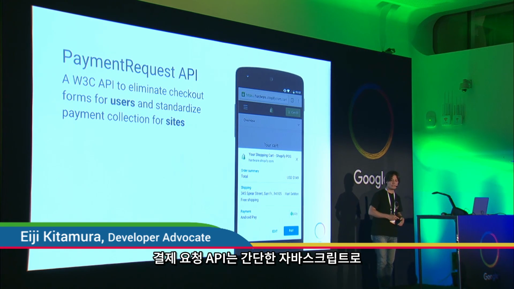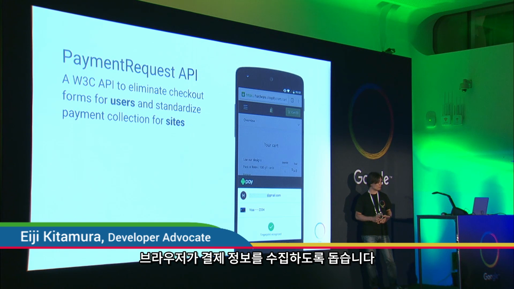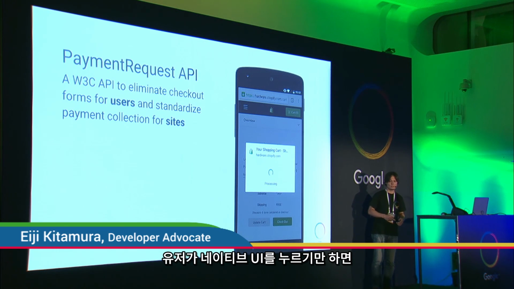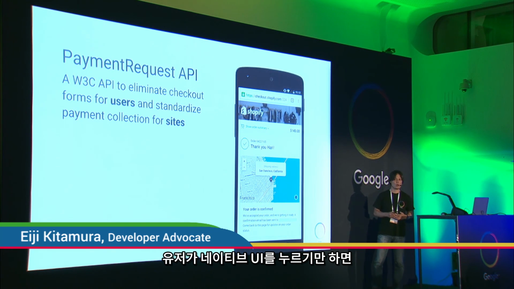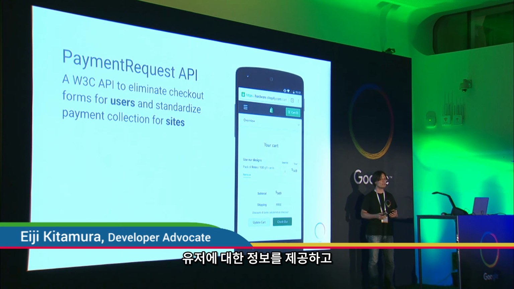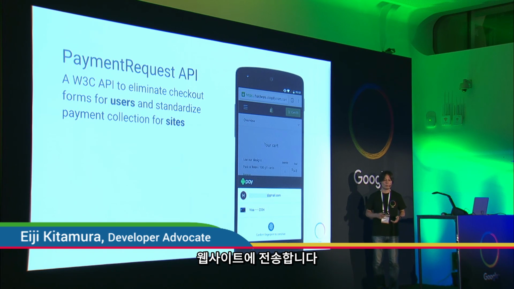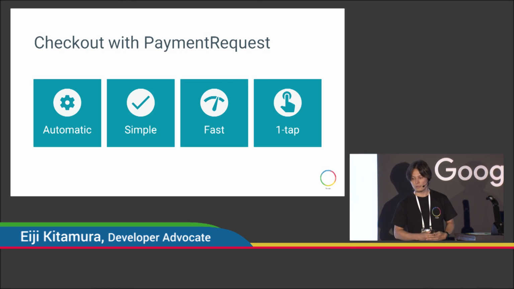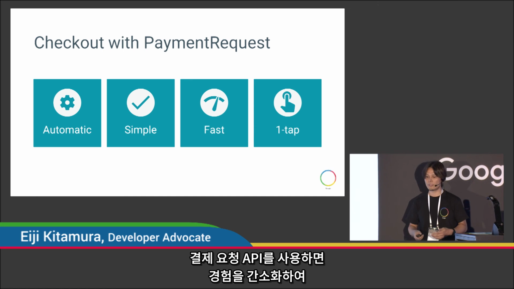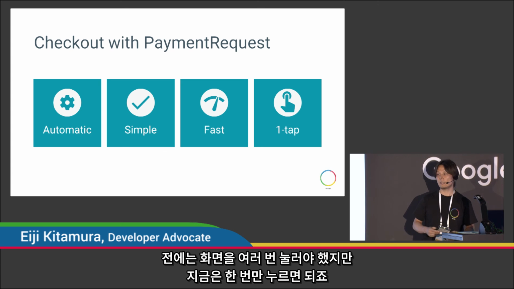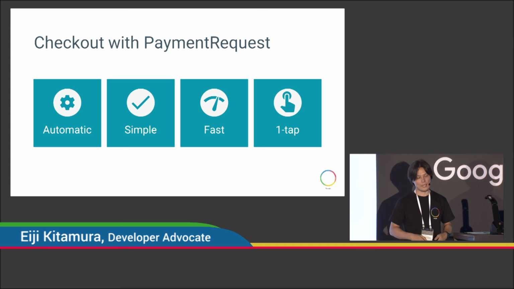The Payment Request API is a simple JavaScript API that helps the browser collect payment information. The user can simply tap on the native UI to provide information about themselves and send that over to the website. So with the Payment Request API, you can streamline the experience. Now it's fast, and instead of being required to tap multiple times, it's now a single tap.